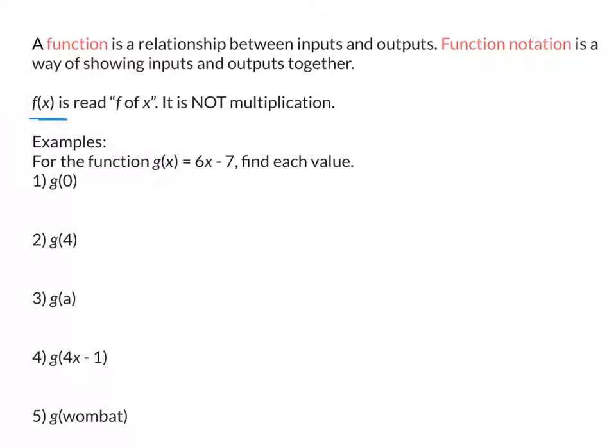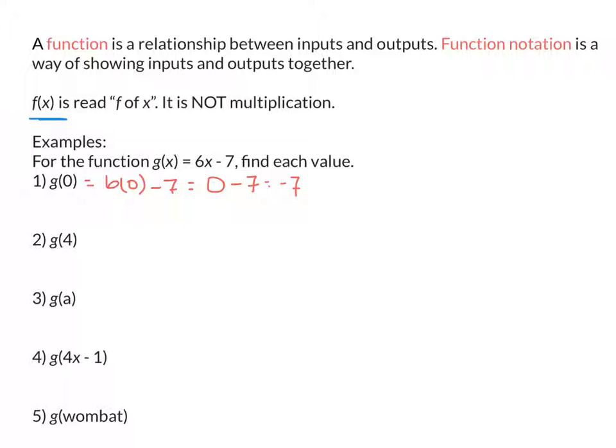In my first example, we're finding g of 0. So what this tells me is that we are going to input 0 for x and determine what the output is. So g of 0 means each of my x's become the number 0. So we're looking at 6 times 0 and then minus 7. Well, 6 times 0 is 0. Still minus 7 gets me negative 7. So an input of 0 gives me an output of negative 7.